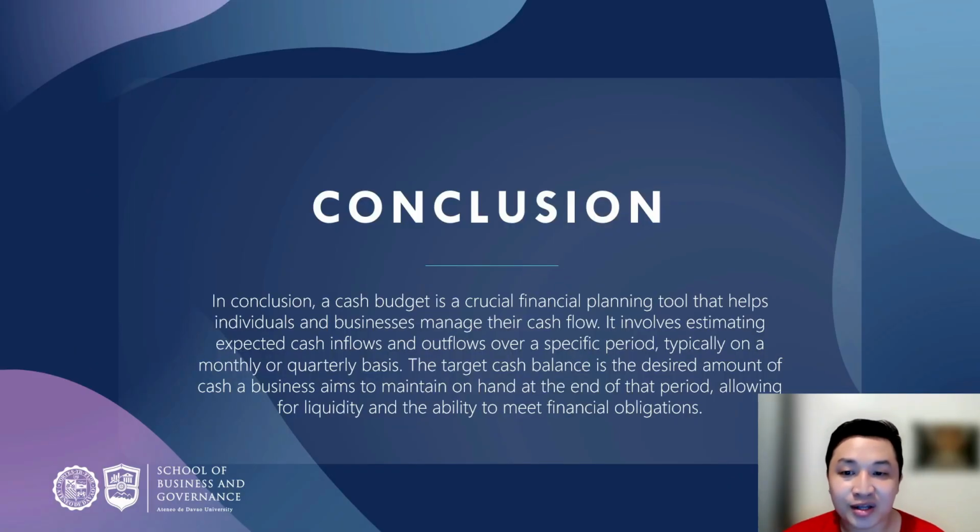So in conclusion, a cash budget is very important because it is a crucial financial planning tool that helps individuals and businesses manage their cash flow. It involves estimating expected cash inflows and outflows over a specific period, typically on a monthly or quarterly basis. The target cash balance is the desired amount of cash a business aims to maintain on hand at the end of that period, allowing for liquidity and the ability to meet financial obligations.